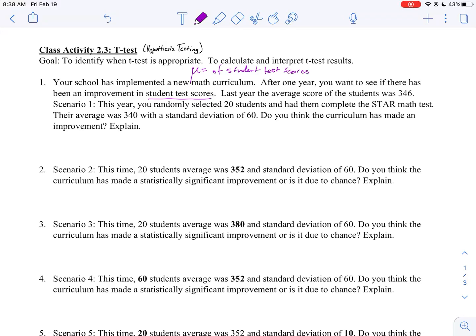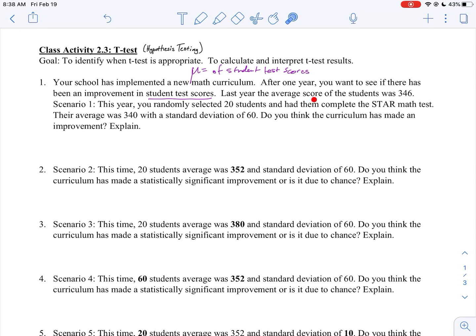Hello! In this video we're going to take a look at hypothesis testing, and specifically we're going to look at the t-test. So if you look here, we're going to start by considering a scenario. Imagine your school has implemented a new math curriculum. After 1 year, you want to see if there's been an improvement in student test scores.